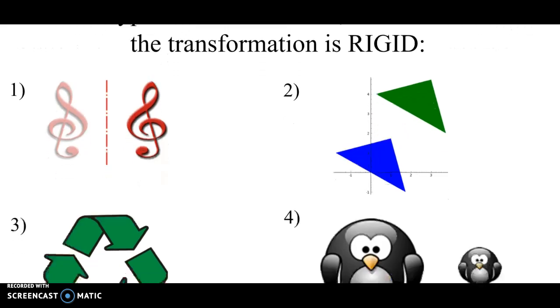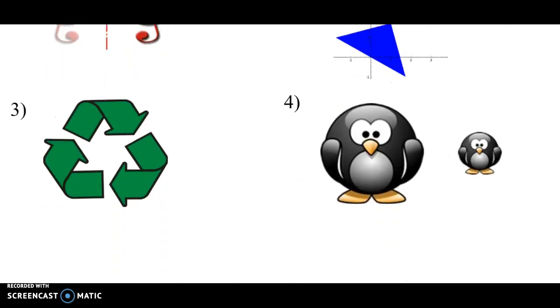Number 3 is a rotation. If you take it and turn it around each time, literally like the recycling sign, it's a rotation. Is a rotation rigid? Yes. All 3 of these are the same size. They face a different way, but they're the same size.